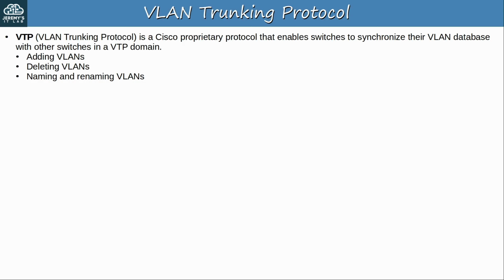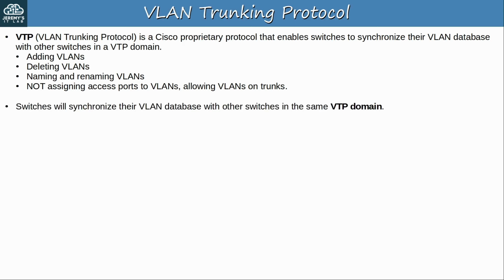update their VLAN database. Note that VTP does not automate assigning access ports to VLANs, allowing VLANs on trunks, or any other interface configurations like that. It's all about synchronizing the VLAN database, which stores the VLANs that exist on the switch. Switches will synchronize their VLAN database with other switches in the same VTP domain.